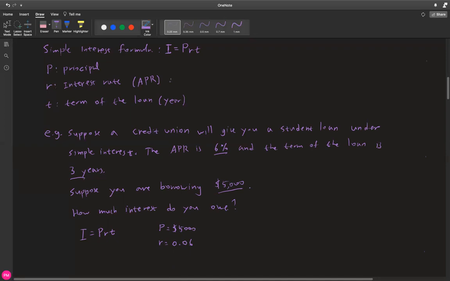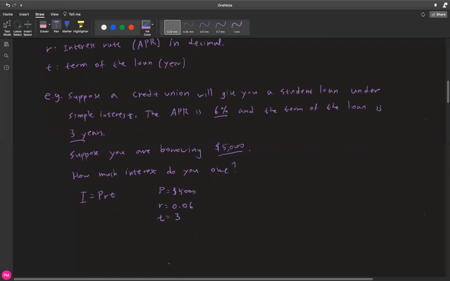Let me rewrite that here in decimal. It's very important that you change this to decimal before you multiply. And here, T is the term, which is 3 years. So in this problem, all you have to do is plug in the PRT that you already know into this formula. So what is that?